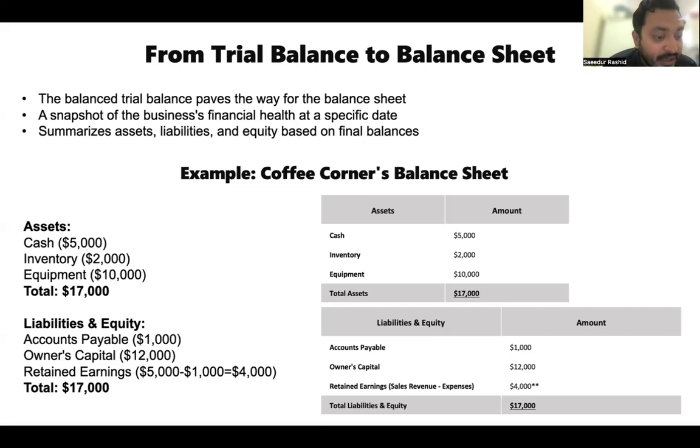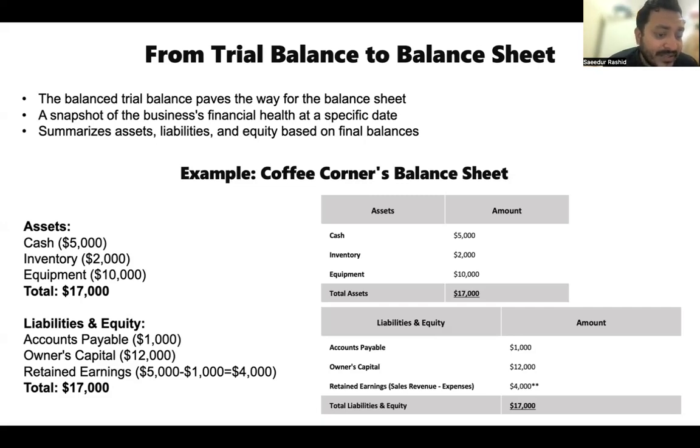It's important to note that the retained earnings section is a placeholder for now. Retained earnings represent the profits the business has kept over time, and calculating it requires additional steps in the accounting process. However, with the information we have from the trial balance, we can see that Coffee Corner's assets are financed by a combination of debt, which is accounts payable, and the owner's investment.